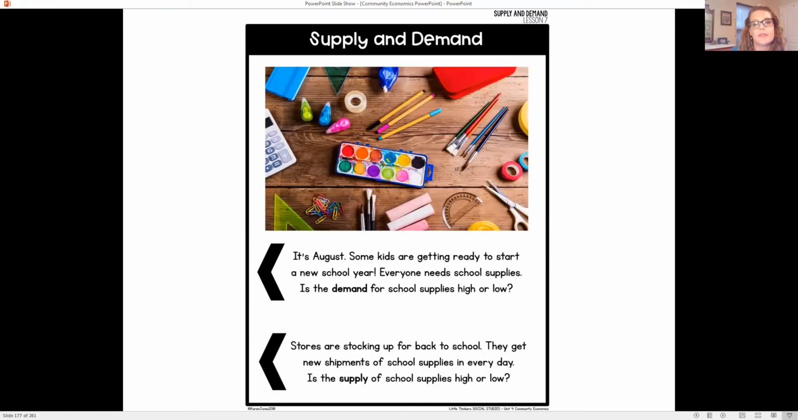Supply and demand. It's August. Some kids are getting ready to start a new school year. Everyone needs school supplies. Is the demand for school supplies high or low? Now remember, if everybody wants it or a lot of people want something, the demand for that item is high. Stores are stocking up for back to school. They get new shipments of school supplies in every day. Is the supply of school supplies high or low? Since they are stocking up and they get new shipments every day, the supply is high.